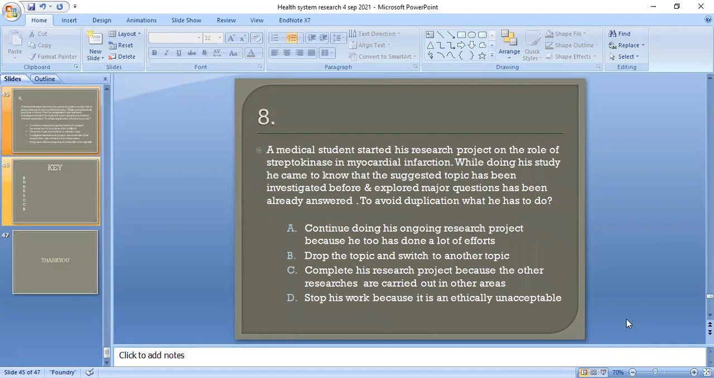The number 8 MCQ is: a medical student started his research project on the role of streptokinase in myocardial infarction. While doing his study, he came to know that the suggested topic has been investigated before and the major questions have already been answered. To avoid duplication, what does he have to do? Continue his ongoing research project because he has also put in a lot of effort, drop the topic and switch to another topic, complete his research project because other research is carried out in other areas, or stop his work because it is ethically unacceptable?